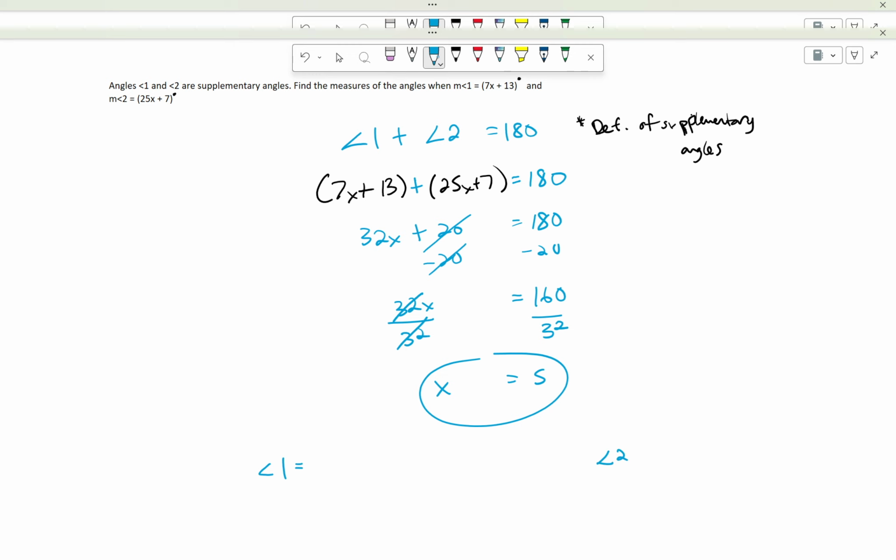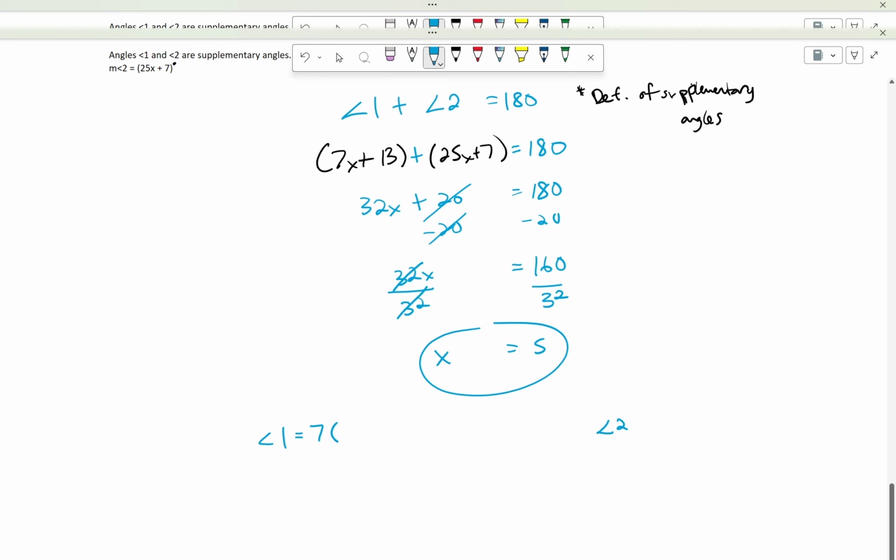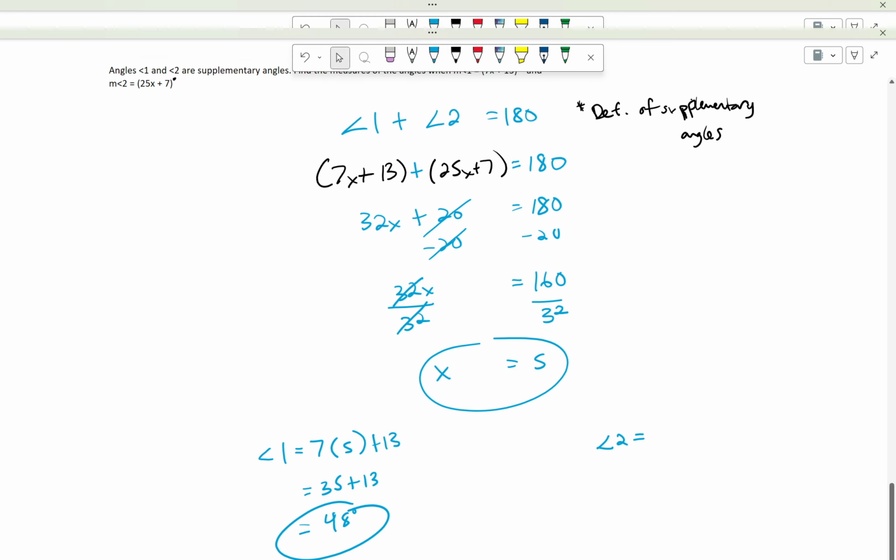So let's evaluate. Angle 1 is equal to 7 times 5 plus 13, or 35 plus 13. 35 plus 13 is equal to 48. Now, two ways to go about this, guys. Now I have angle 2, and 1 and 2 have to have a sum of 180. So I could do the following. I'm going to evaluate real quick and show you guys. You can go 25 times 5 plus 7. 25 times 5 is 125 plus 7, which would give me 132, which of course it would. That really makes sense.